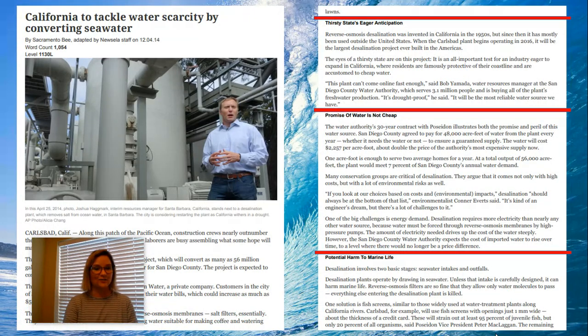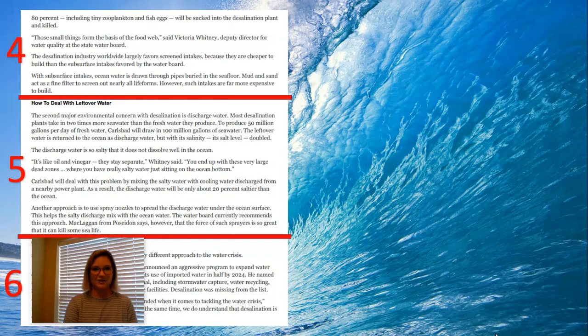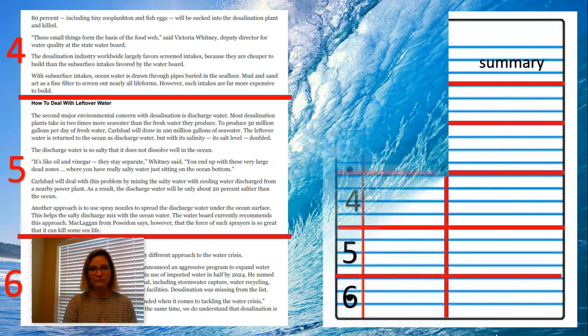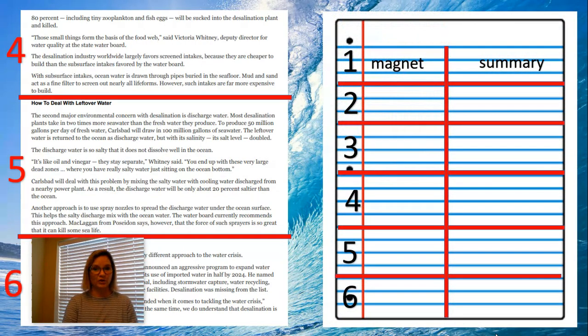So this is our text that we're working with today. You can see that we have 4 chunks on the first page, and we have 3 more chunks on the second page. So we have, well, actually 4 was on the last page too. So we have 6 chunks total. So this is what my paper would look like. You can see in box number 1, I set it up ahead of time to where we have the magnet on one side, the summary on the other. I'm going to explain that to you right now.